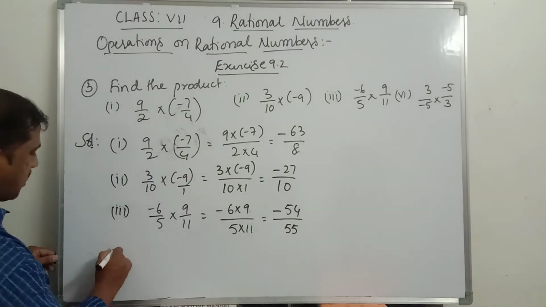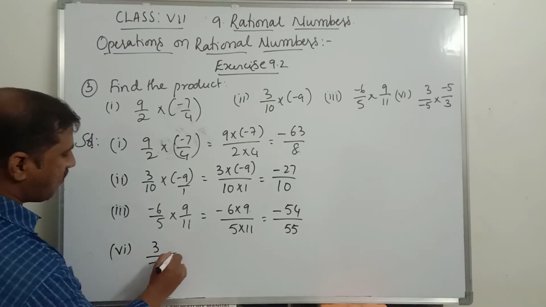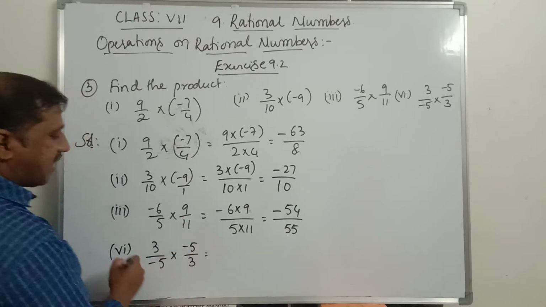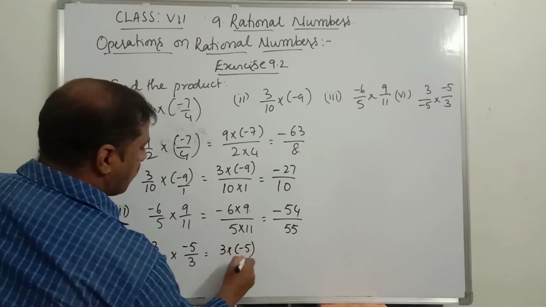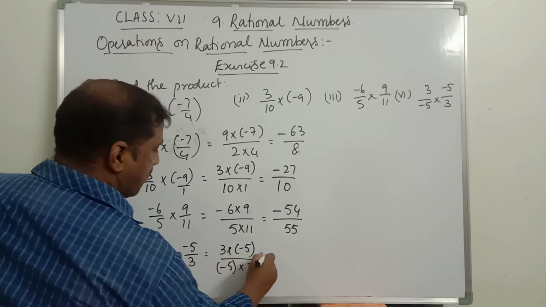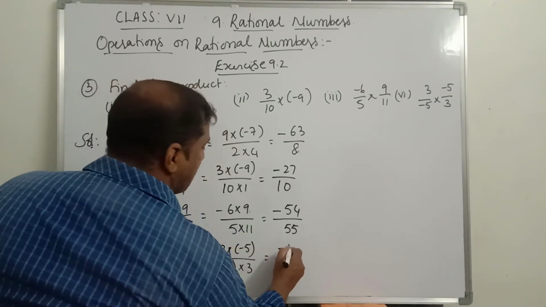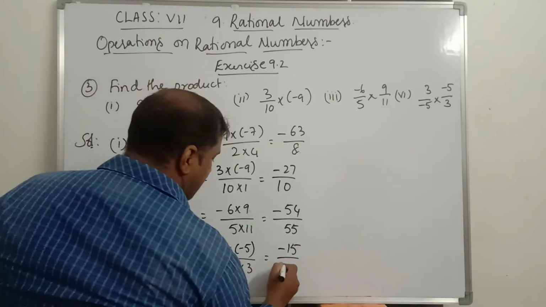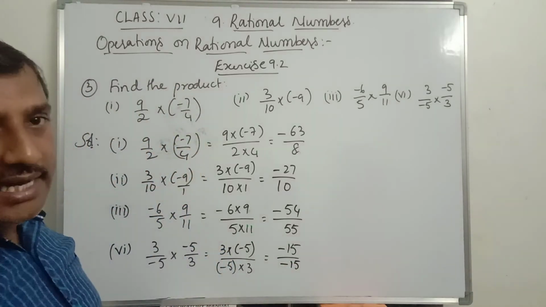Next, the sixth question: 3 divided by minus 5 into minus 5 divided by 3. Multiply the numerators. That is 3 into minus 5, divided by minus 5 into 3. So plus into minus is minus, 3 into 5. 3 fives are 15, divided by minus into plus is minus, 5 into 3, 15. Minus 15 divided by minus 15.